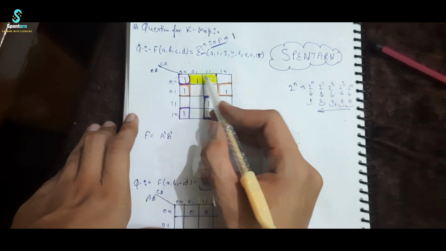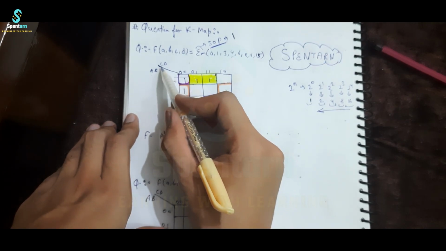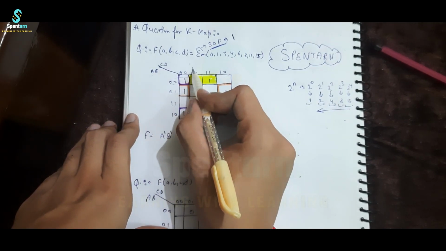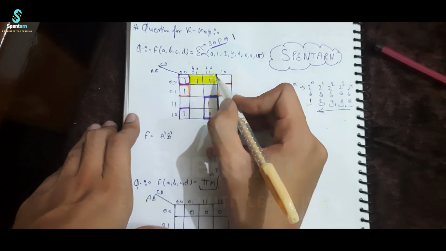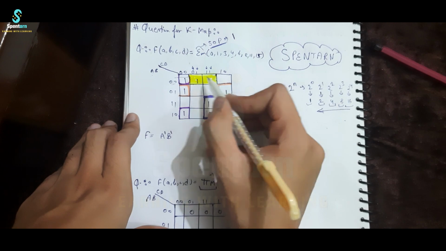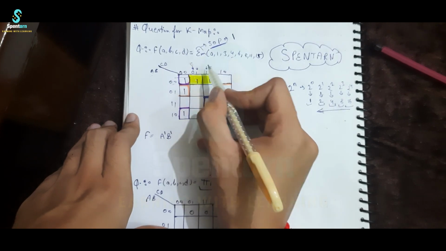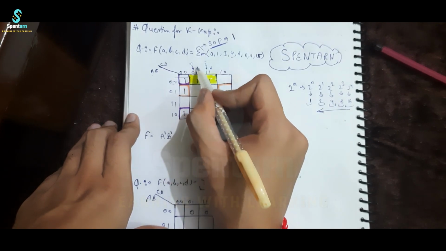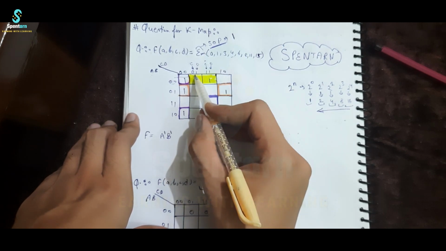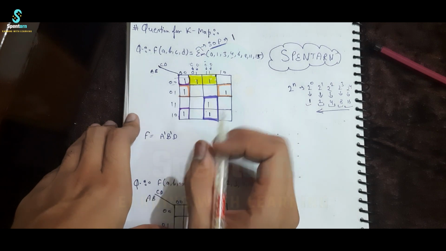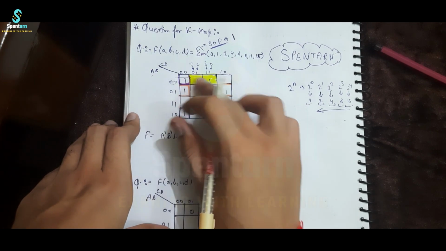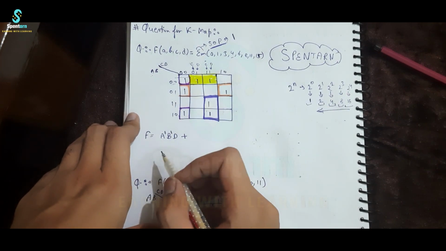So for this group, if we check CD, this one is C, this one is C, this one is D, and this one is D. Now C is getting changed, C to C bar, but D is remaining the same. So we will be taking D only, right? I can directly write A bar B bar D. Plus, this group is finished now with this expression.